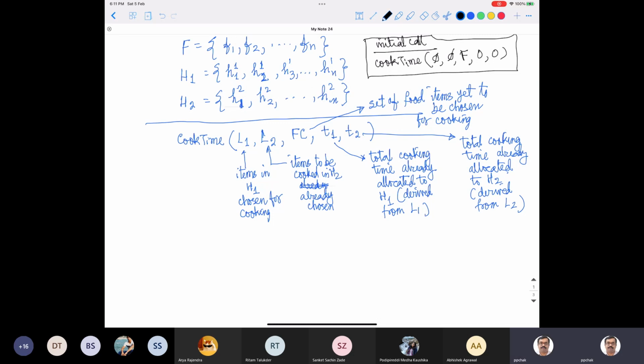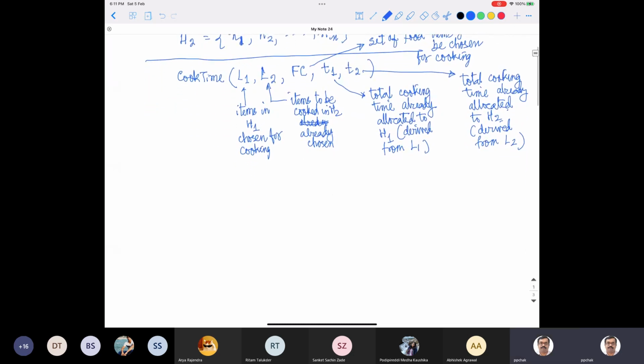Okay, now let us come to my base condition. Once I have done this, what is my base condition? Sir, if FC is empty, then return. Base is if FC equal to null, return. What? Max of T1 and T2. Very good. Max of T1 and T2. Any other base condition?